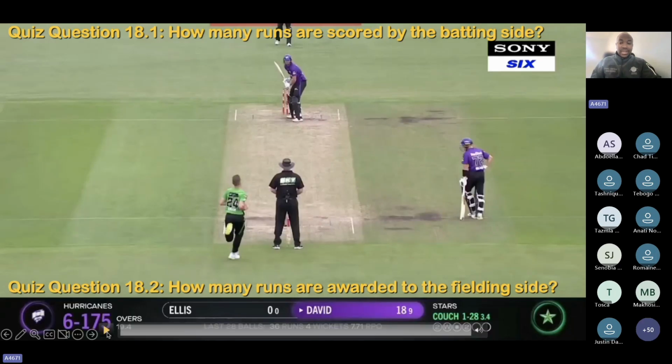So here is our first quiz question. Type into the chat box 18.1 and then 18.2 and write the answers for each question. Here we go.